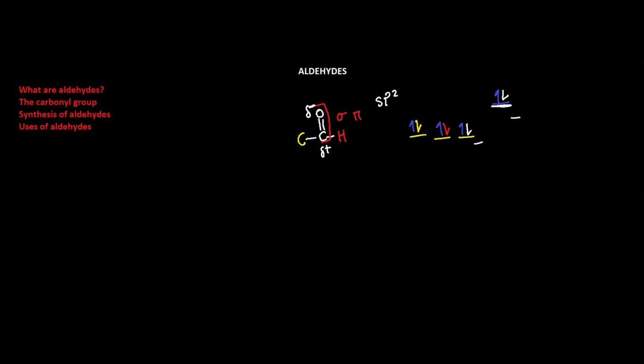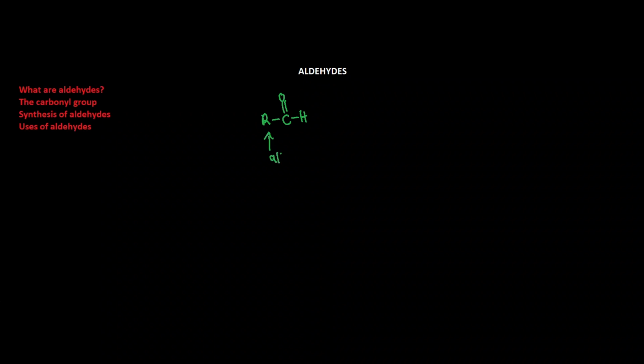Now let's take a look at the synthesis of aldehydes. A way in which we can generally represent aldehydes is R, then of course we have the carbonyl group here and we have the hydrogen on the other hand. Of course, R here represents an alkyl group. Aldehydes are synthesized by the oxidation of primary alcohols.